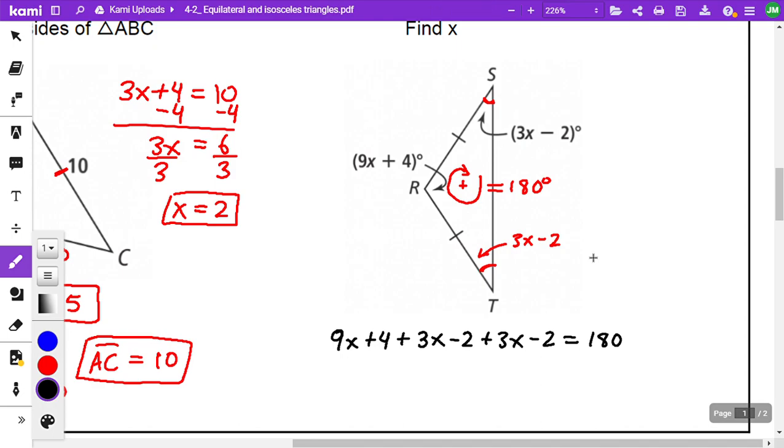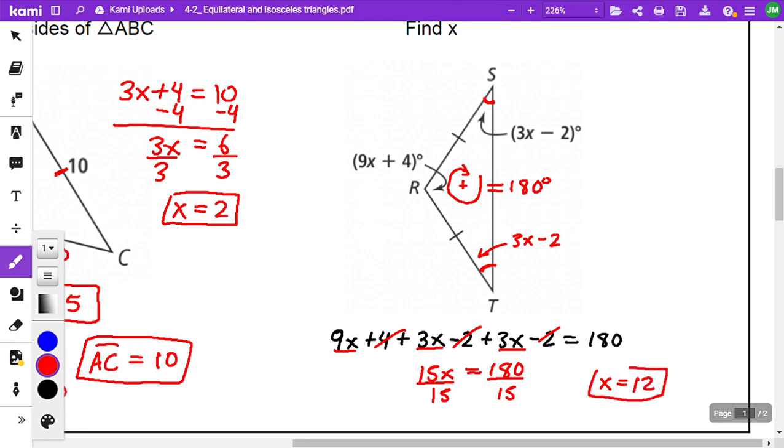Then we collect all the like terms. So we have 9x, 3x, and 3x. If we add those together, we end up with 15x. And then the 4 and the 2 and the 2, it's actually going to cancel out: 4 minus 2 minus 2. So we cancel that out, and that is equal to 180 degrees. And if we divide both sides by 15, then x will be 180 degrees divided by 15, which comes out to be 12. So x is equal to 12.